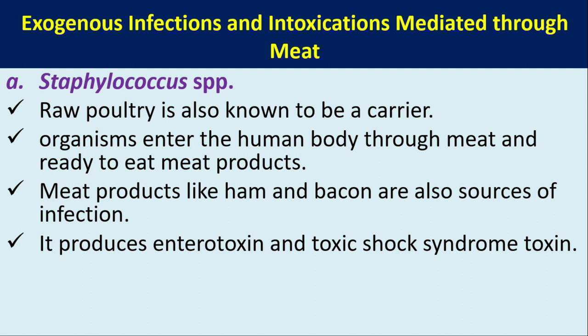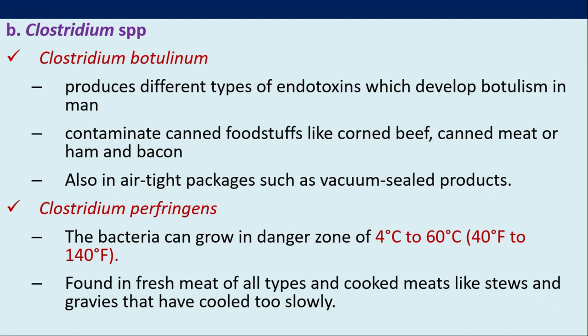Exogenous infections and intoxications mediated through meat. Staphylococcus species. Raw poultry is also known to be a carrier. Organisms enter the human body through meat and ready-to-eat meat products. Meat products like ham and bacon are also sources of infection. It produces enterotoxin and toxic shock syndrome toxin. Clostridium species. Clostridium botulinum produces different types of toxins which cause botulism in man. It contaminates canned foodstuffs like corned beef, canned meat or ham and bacon, and also airtight packages such as vacuum sealed products.